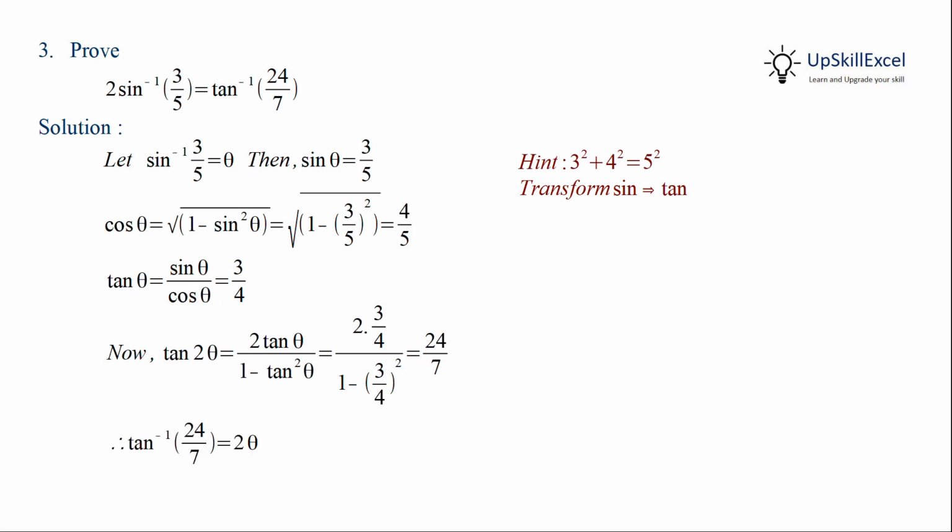We can take inverse of this, so we get tan inverse of 24 by 7 is equal to 2 theta. We can substitute theta from our assumption, so we get the result 2 sin inverse 3 by 5. Hence this 2 sin inverse 3 by 5 is equal to tan inverse 24 by 7.